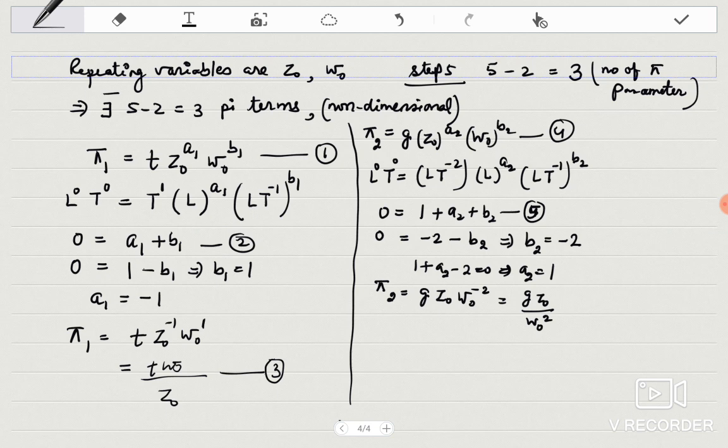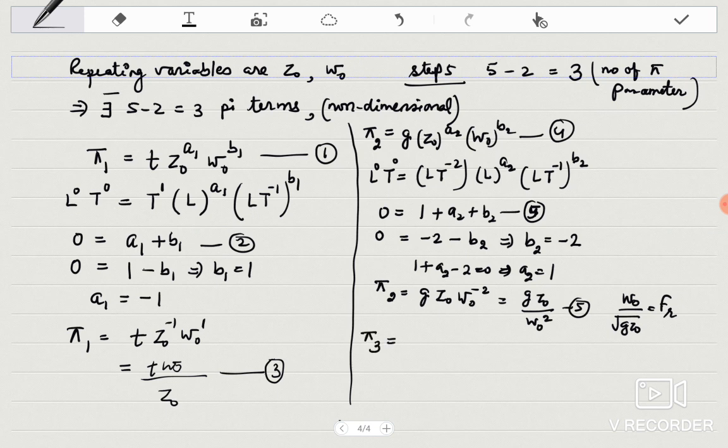In Buckingham's pi theorem, or in this procedure, you can also manipulate your pi numbers. For example, this number, if I write it as w naught upon g z naught, then it will be the Froude number. So I may also write this pi 2 in terms of Froude number. Okay, so there is no restriction to write in the same way. You may manipulate it.